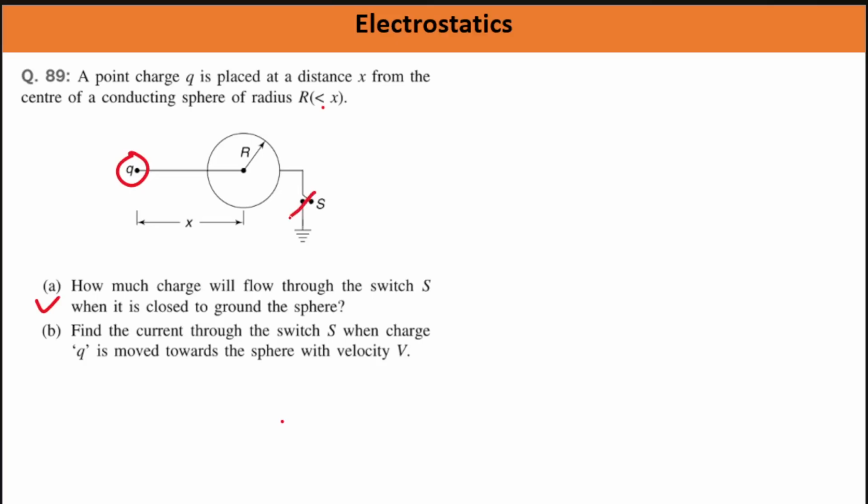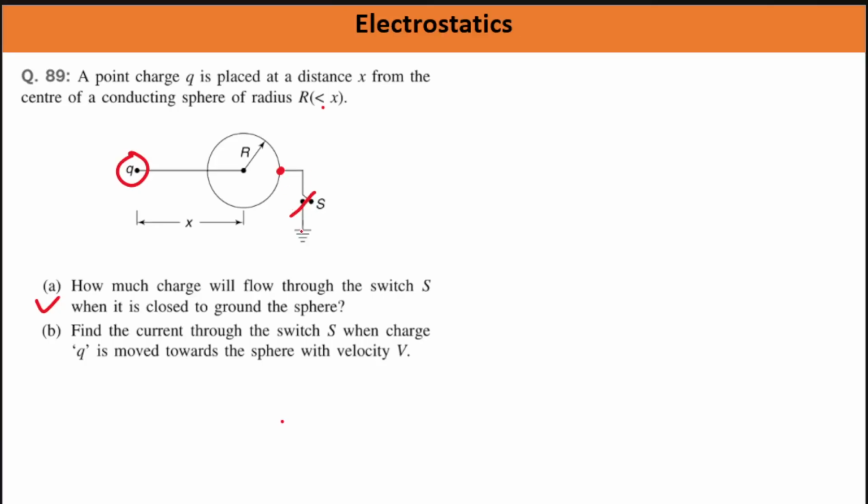So when we connect it, then what will happen? This sphere will have direct contact with the ground. So it is earth sort of, right? In that case, we are asked how much charge will flow through the switch. So why will the charge flow first of all?